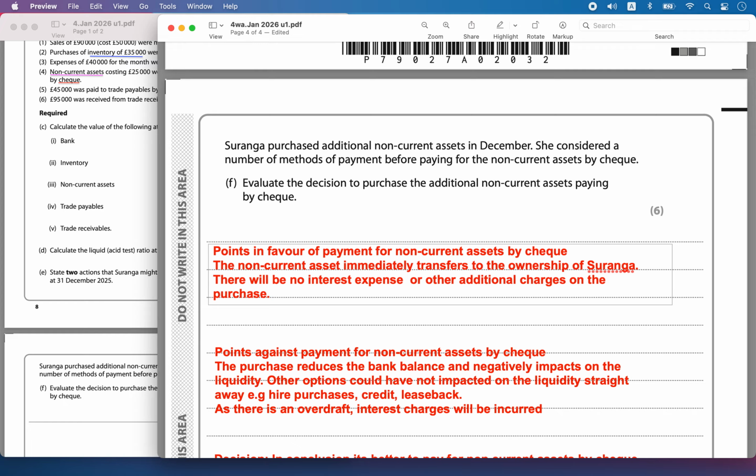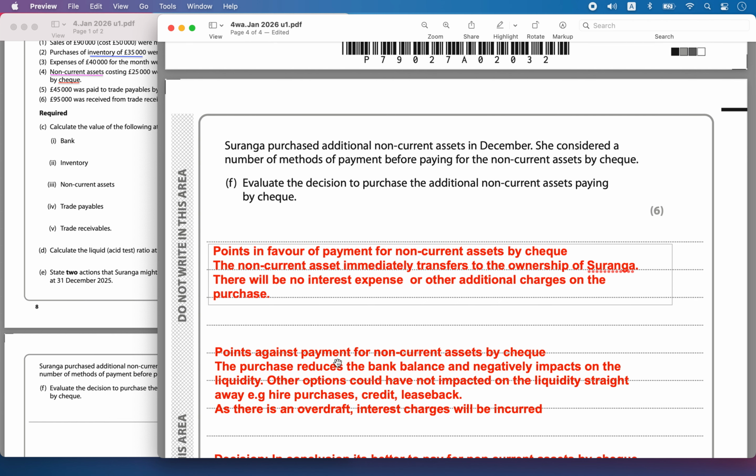Okay, whenever you buy on a loan, you have to pay interest payments plus the principal at the end of some years. But here, if you buy with your own cash, then you own the asset and also there will be no monthly or yearly interest payments, or additional charges on the purchase. You might even get a discount.